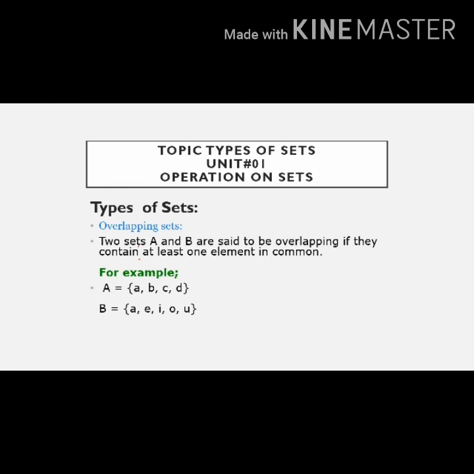Now observe the given example. Here two sets are given, set A and set B. Set A is equal to A, B, C, D, and set B is A, E, I, O, U. In both sets, element A is common. That means that set A and set B are overlapping each other. That's why they are known as overlapping sets.